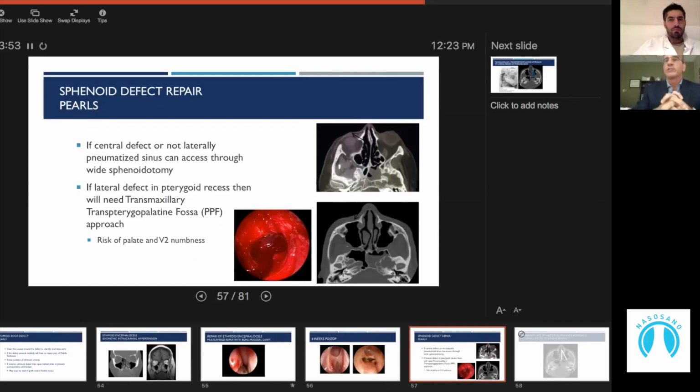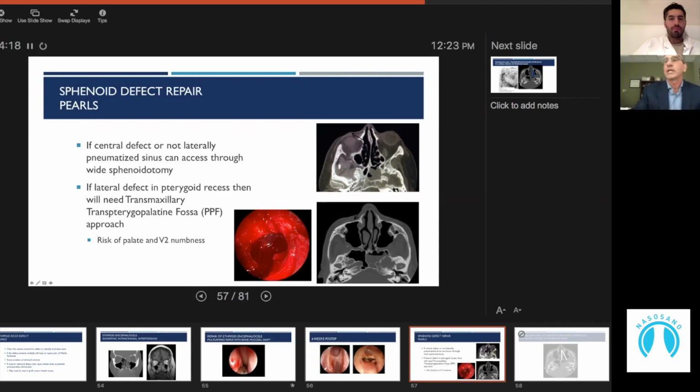And now sphenoid defects. So sphenoid defects can be very easy or very challenging, and it depends on where the defect is. If we have a central posterior wall defect, that's very easy to access through the natural ostium with a wide sphenoidotomy. But if we have a lateral recess defect, especially with a very laterally aerated sinus, as you see on the lower right, we're not going to be able to access through the natural ostium.